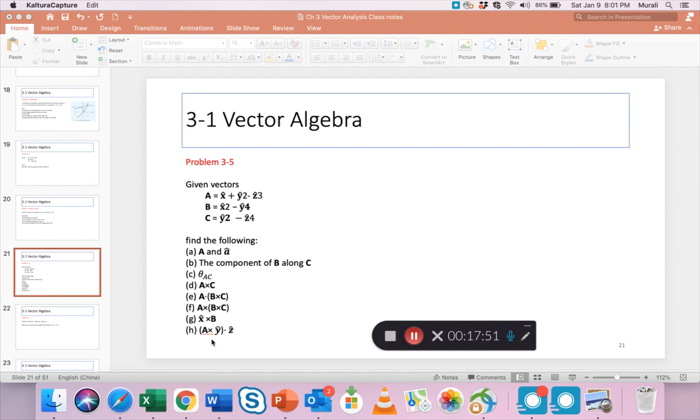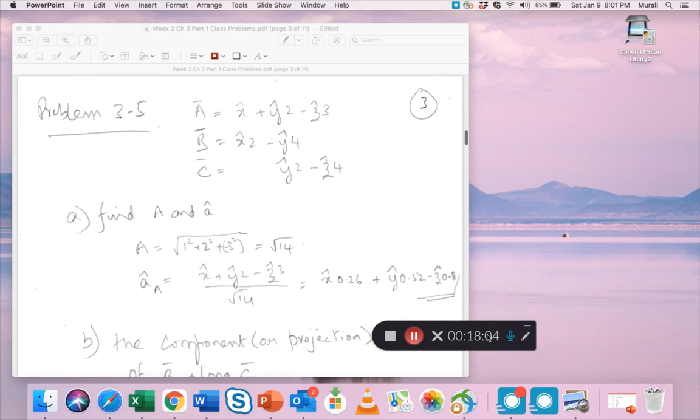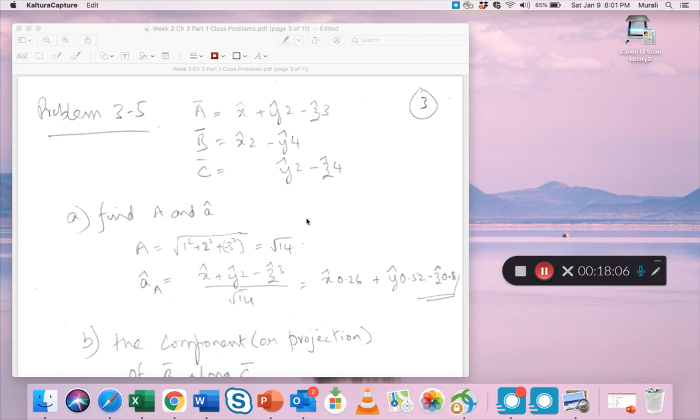And finally, A cross Y dot Z, the unit vector. So a bunch of things to find here. Let me quickly show you how to do most of it. Pretty easy. I think you'll agree that the mathematics here is not too difficult, but you just have to know how to deal with vector quantities with all these coefficients and unit vectors and all that.